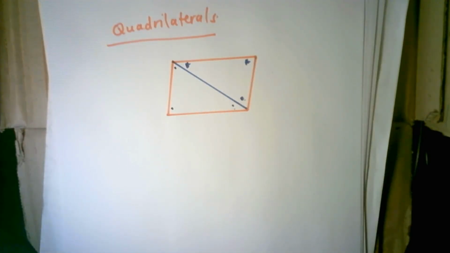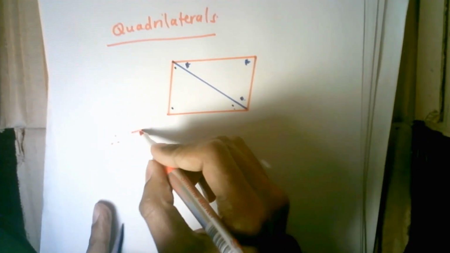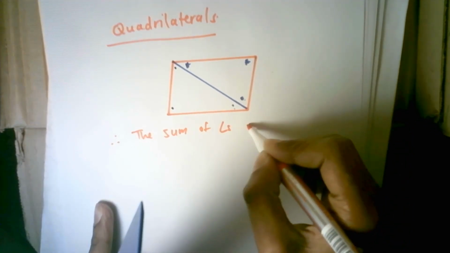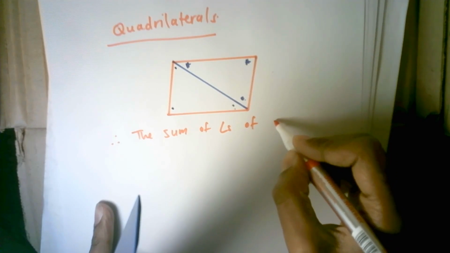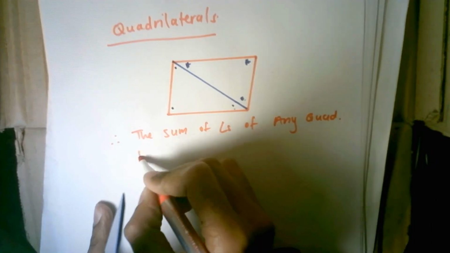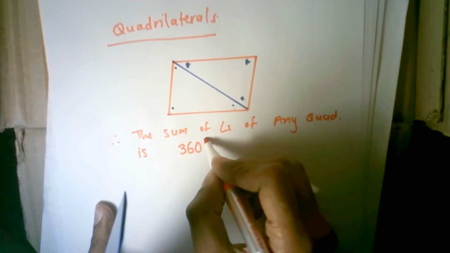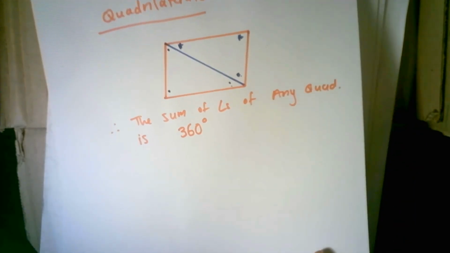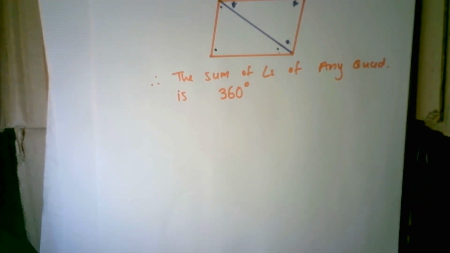So what can we conclude? We can say the sum of angles of any quadrilateral, of any quad for short, is 360 degrees. And that's actually quite important when we look at geometric figures as well.